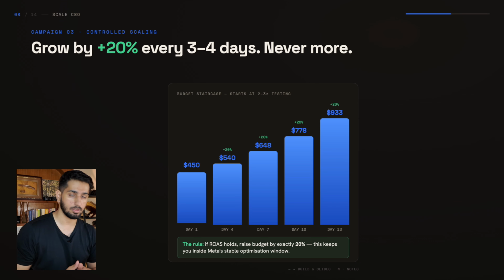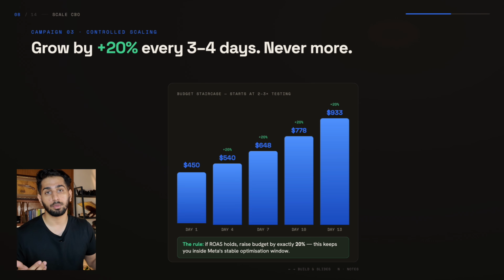Let's say it's about $100, scale it to $120. Wait 2 days, see how the performance holds. If the performance holds or if it gets better, you increase it by 20% more. If the performance dips, you don't do anything. If the performance stays where it's at, you can let it run as it is for another day and see how the performance gauges, right?